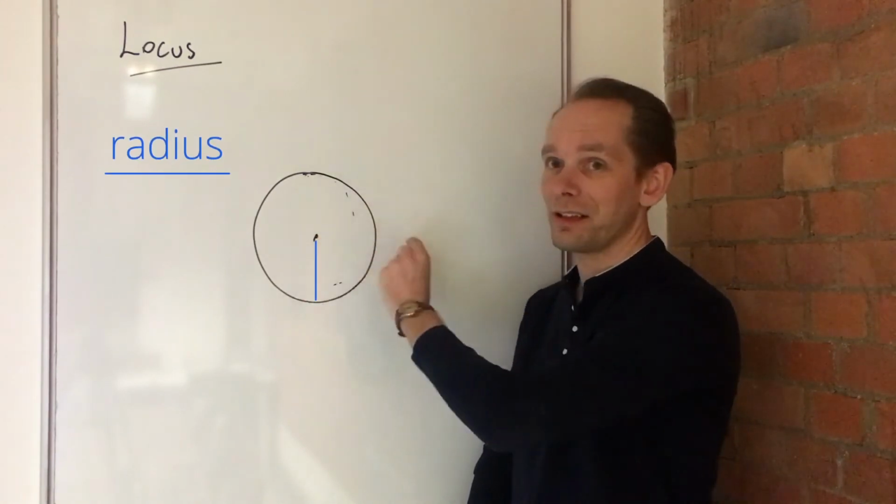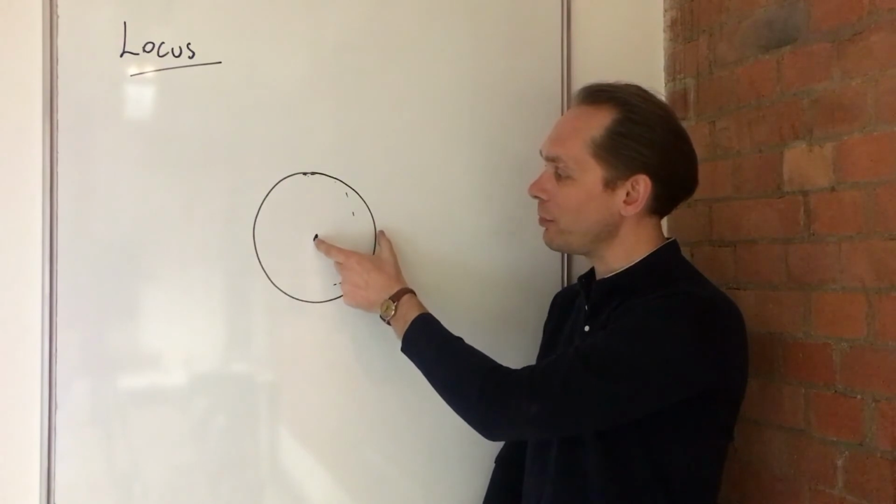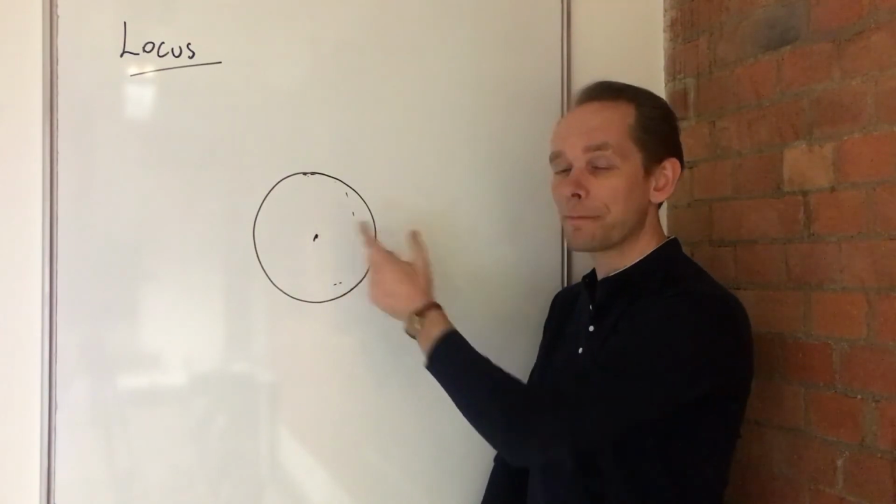The radius is the key thing, of course. So if it's 3 meters from the point, the radius of that circle will be 3 meters. Nothing much more to say about that.